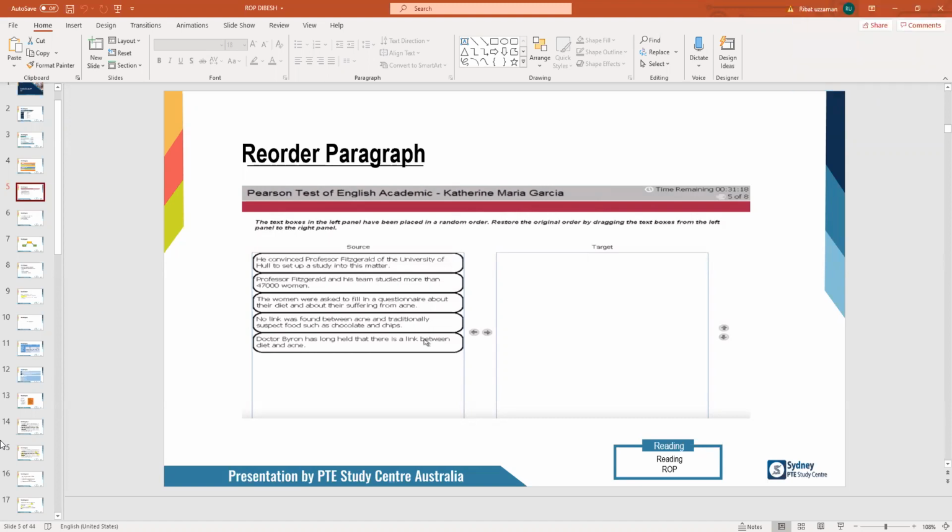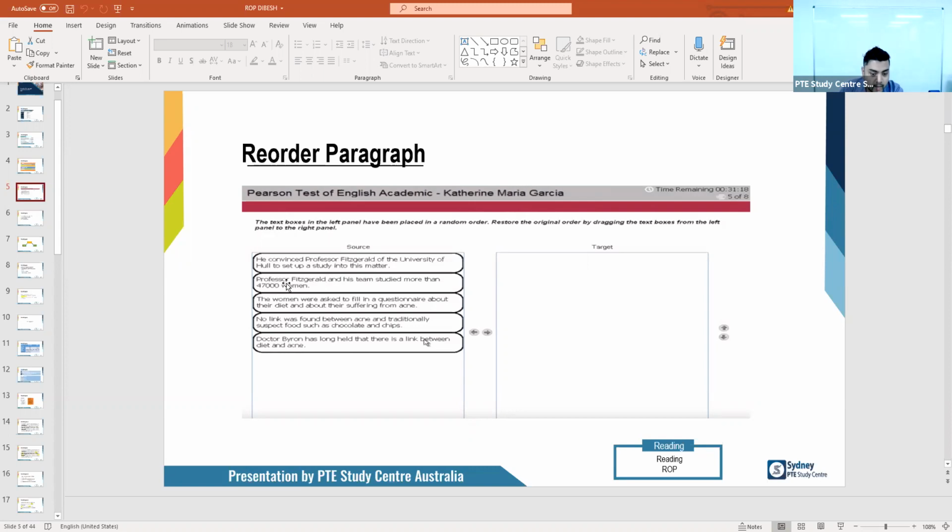Second, professor. Why second? Because it has a word clue. It's given as Professor Fitzgerald. So this is a word clue. Professor Fitzgerald was a word clue, and there is another sentence which is starting with Professor Fitzgerald.